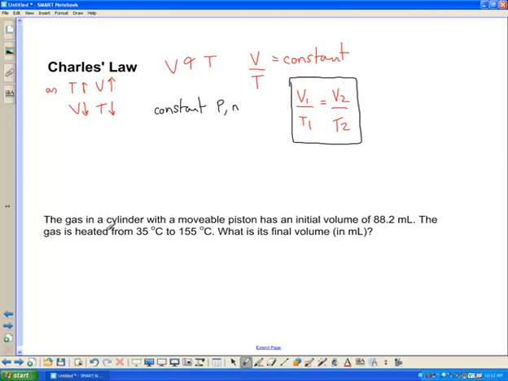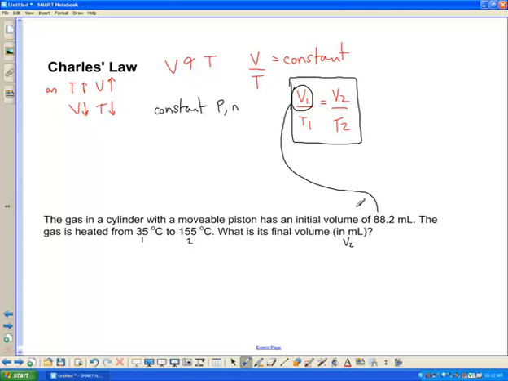So let's look at another problem. The gas in a cylinder with a movable piston has an initial volume of 88.2 mL. So that's our initial volume right there. The gas is heated from 35 to 155 degrees C. From meaning that's the initial, to meaning that's the final. What's the final volume? So we're asked to find V2.